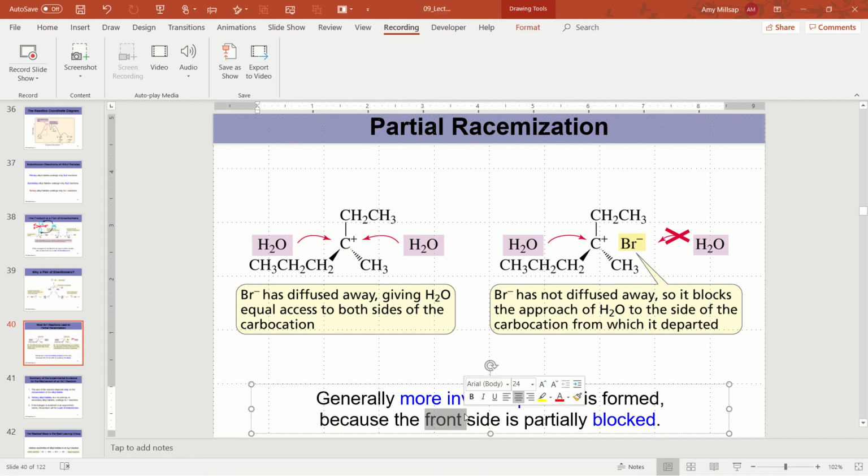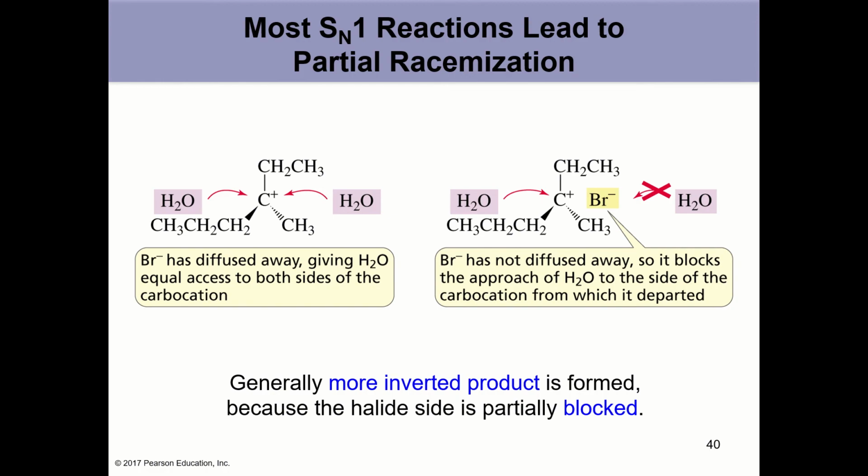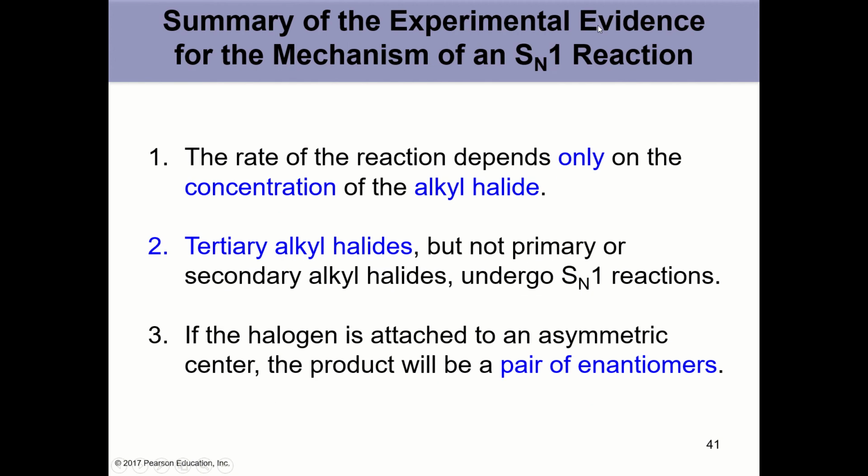Let's say instead of the front side, the halide side is partially blocked. So we have experimental evidence demonstrating the SN1 reaction that helps us to accept the theory of its mechanism. Remember, all mechanisms are theories, and while we have evidence, we can never fully prove a theory.